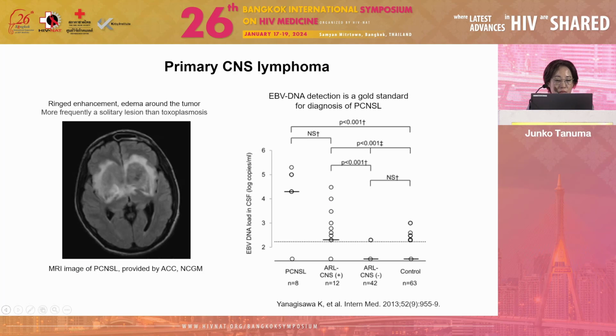A subtype of non-Hodgkin lymphoma that affects the central nervous system, including brain, spine, cerebrospinal fluid, and eyes, is known as primary central nervous system lymphoma, PCNSL. It is known as an important differential diagnosis of brain toxoplasmosis, although the incidence of PCNSL has decreased over time since the introduction of ART. HIV-associated PCNSL is typically EB virus positive, and detection of EB virus DNA in cerebrospinal fluid is the gold standard of diagnosis. Unlike other brain cancers, PCNSL often responds well to chemotherapy and radiation therapy, but survival is quite poor compared to lymphomas outside the CNS.